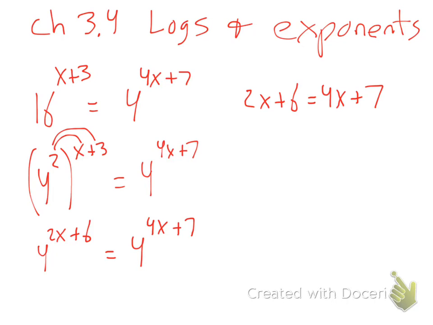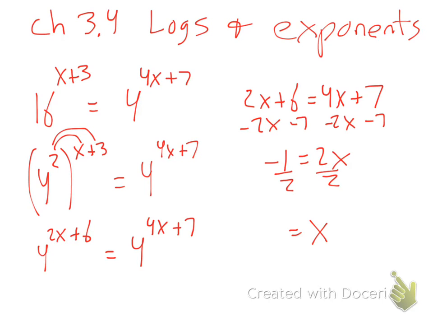Now solve it. Subtract 2x, yeah? Subtract 7 while we're at it. So negative 1 equals x. So x equals negative 1. Now, the good student would go back, make sure that if I put the answer into both of these, I'll end up getting the same answer.